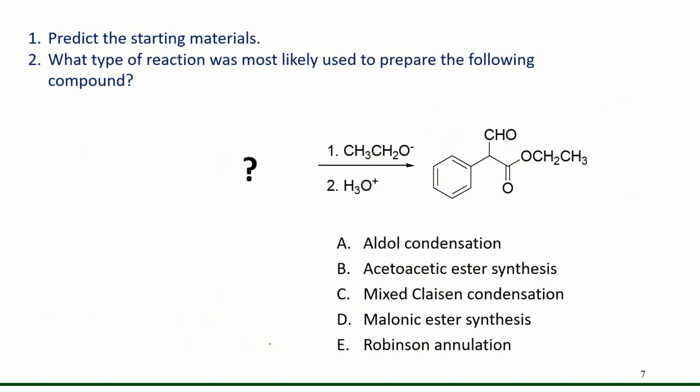So with that, we can answer this question quite simply. It says, predict the starting materials and asks you what type of reaction it is. Well, you can see immediately you have an ester, so it is a mixed Claisen. What I want you to do now is go ahead and predict the starting materials. So I'll pause right here. Yeah, you have a little think, and then we'll get back to it.